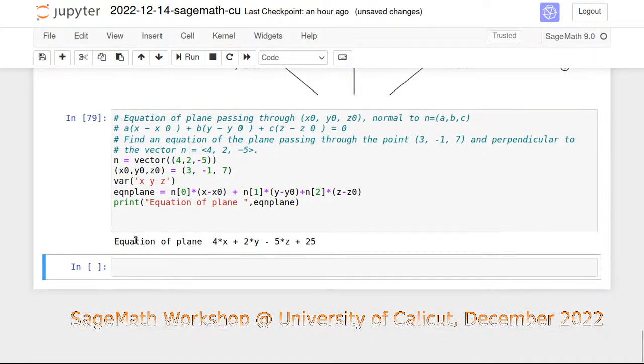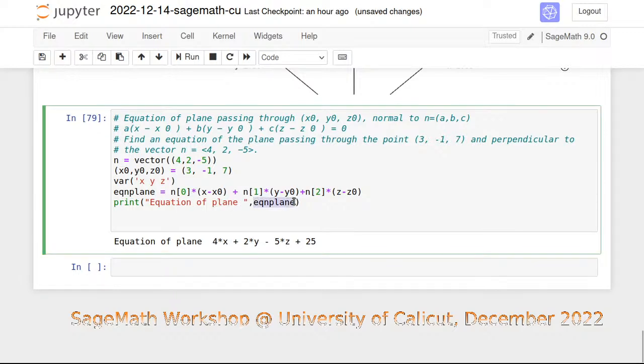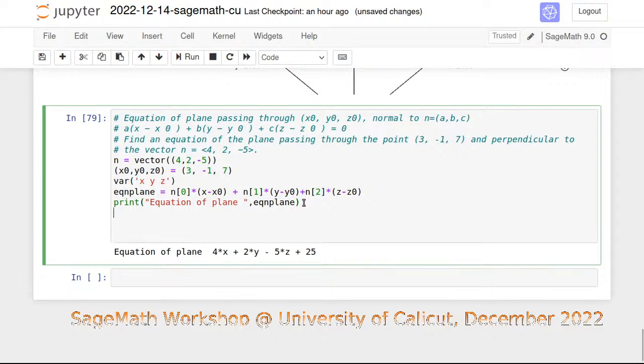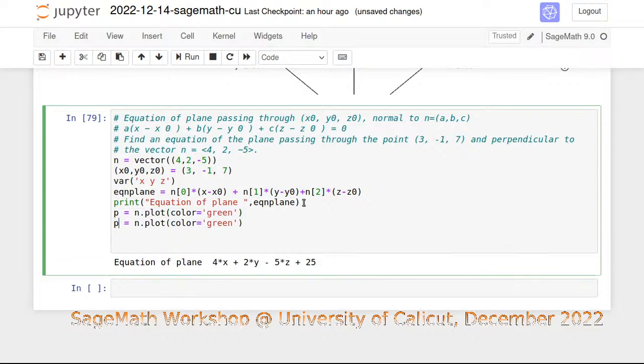And if you plot it, this is equal to 0, we are supposed to plot. Let us try to plot even that. Let us plot the vector n first, N dot plot, as green. What else do we want? Plot the point, right? Passing through this point.